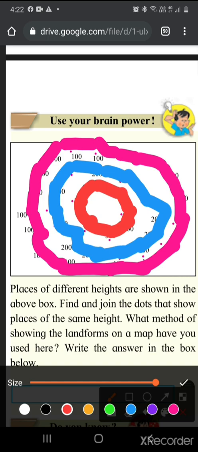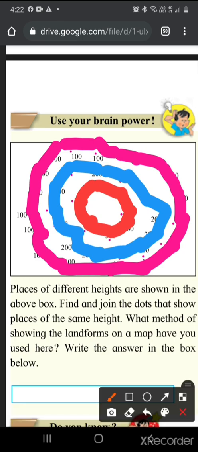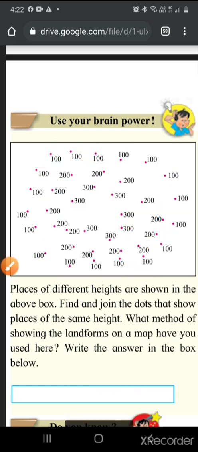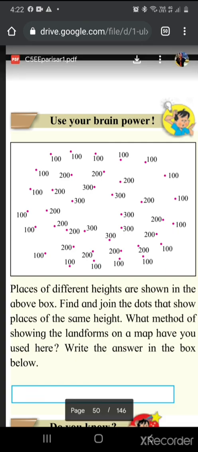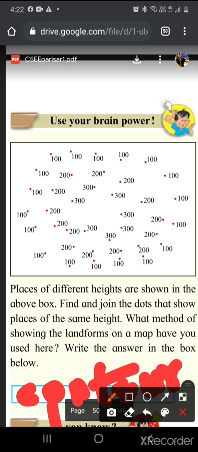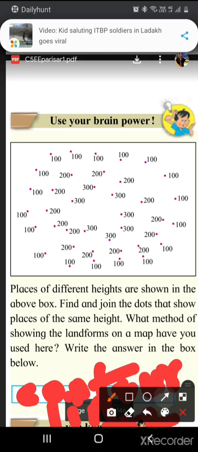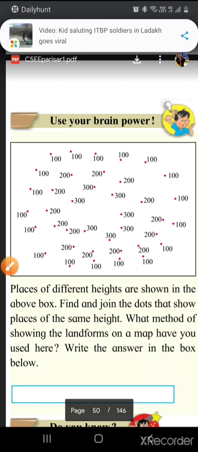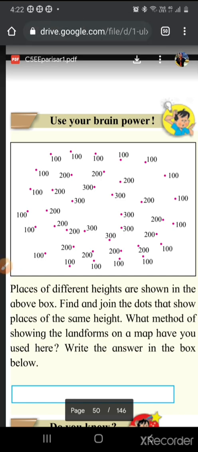So this method is the contour line method. What method is it? Contour line method. Here you have to write in this box: contour line method. So this is how you can show that the contour line method is used for showing the landforms.